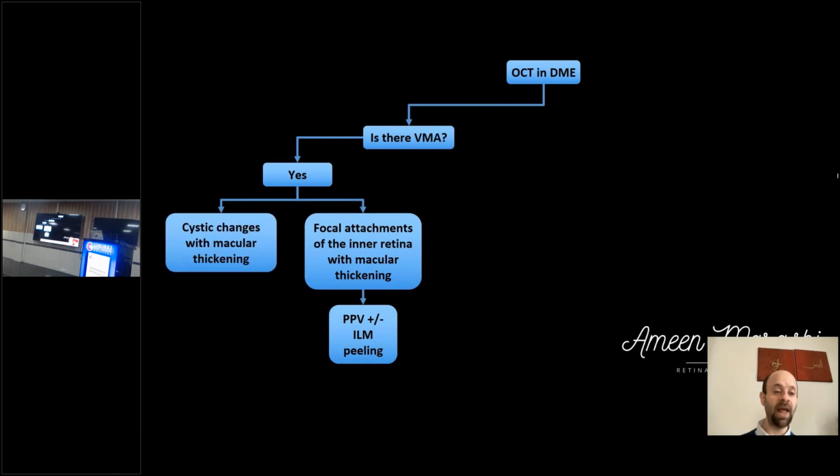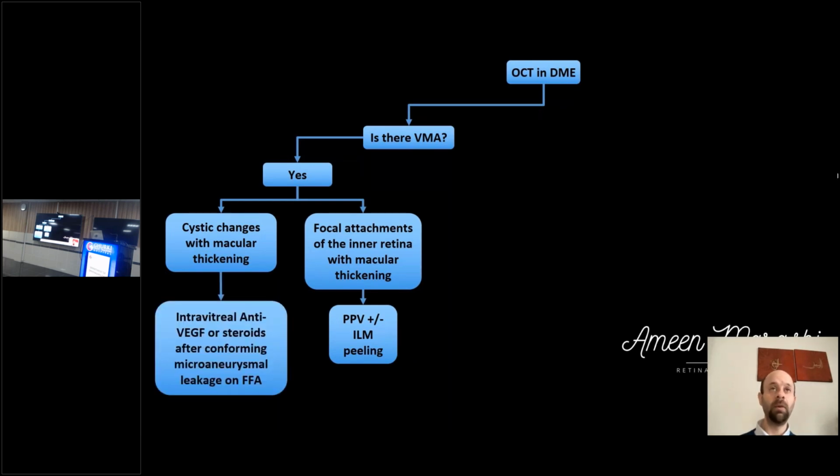On the other hand, if there are cystic changes with a coexisting epiretinal membrane, especially stage 1 that is mild and not causing significant macular thickening alteration, then we might consider VEGF blockade agents or steroids intravitreally, if we confirm the microaneurysmal leak on the fundus fluorescein angiography. However, if this strategy fails to improve the macular edema, then we should consider again the pars plana vitrectomy.